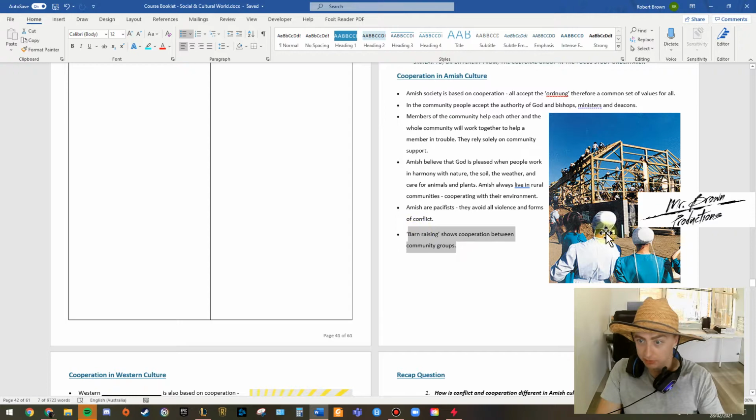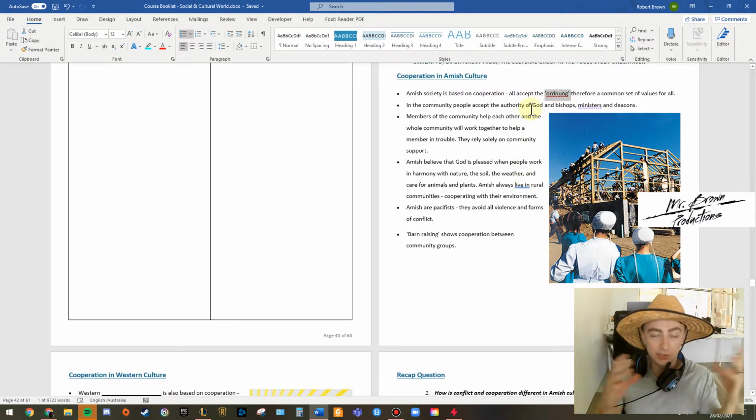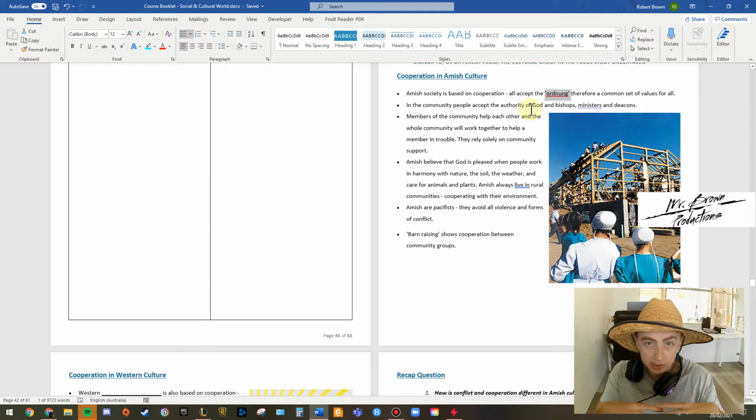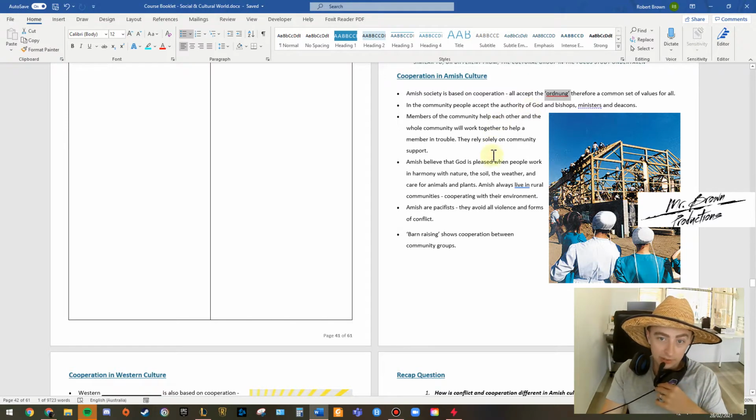And this is the barn raising thing I was just talking about. So in a nutshell, Amish culture is a very cooperative society, based on their ideologies that they all follow the same ordnung and order, which pertains that God and religion has created the rules that they work in and the conditions under which they live. So there you go.